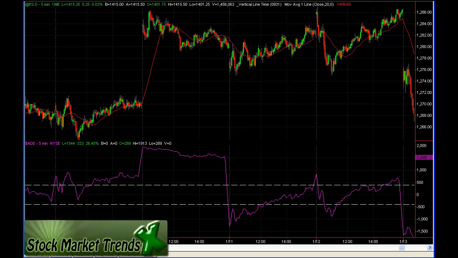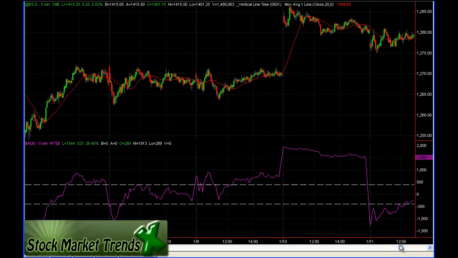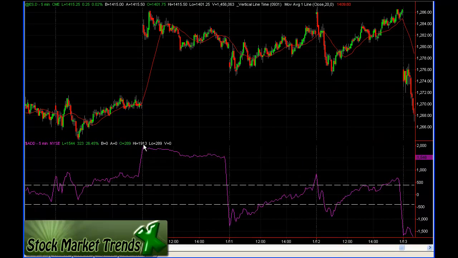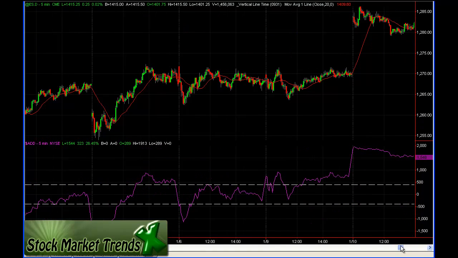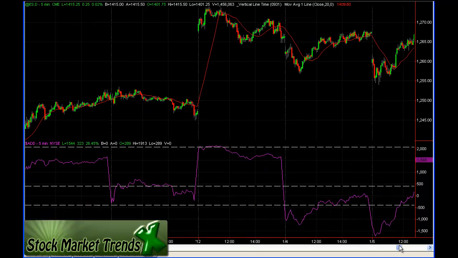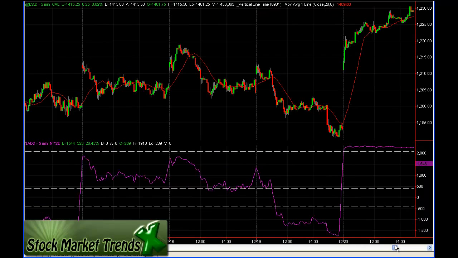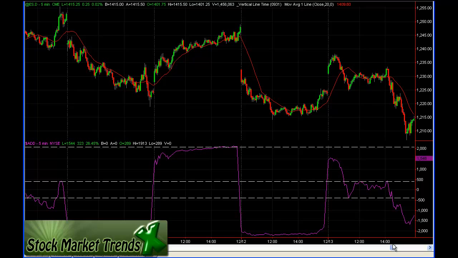All right, and here's another example: big breadth reading up early, and then it just kind of chops throughout the day. I mean, I guess this might have been a good short here, but mostly it was just choppy. All right, so that's how I use the breadth in my trading. You may use it differently.